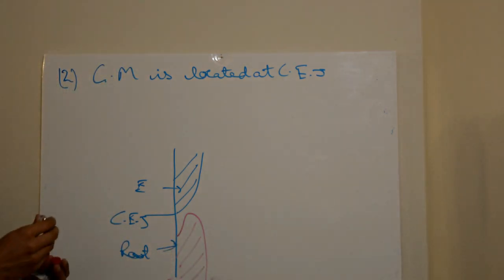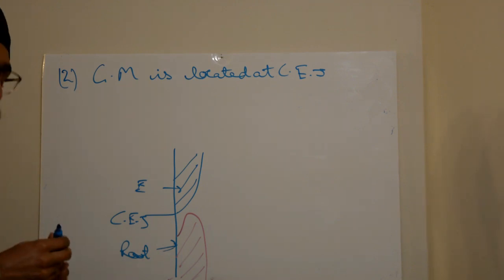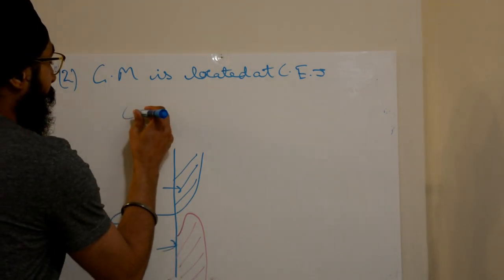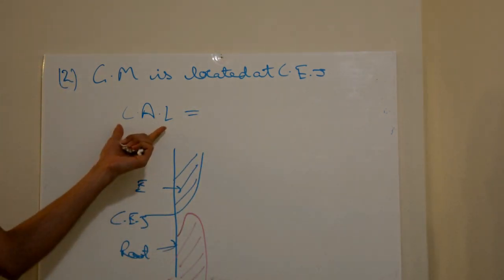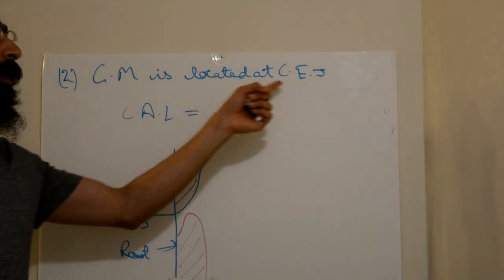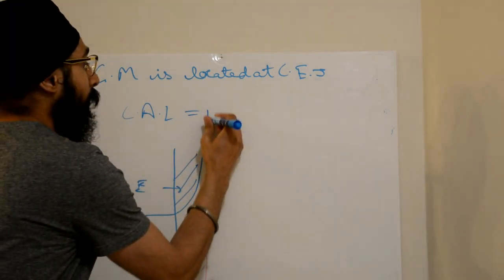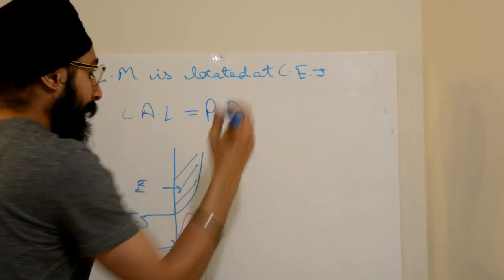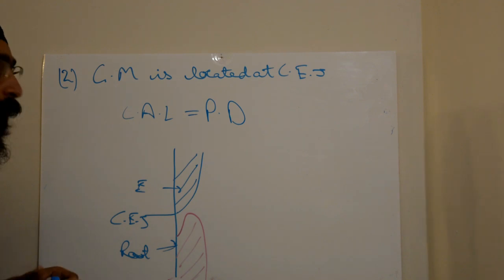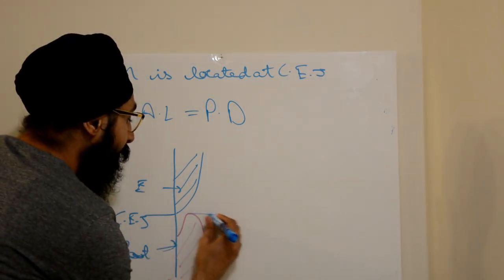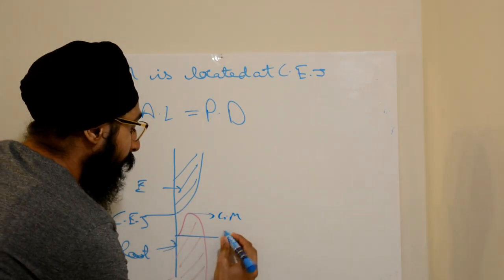Guys, now we need to understand how to determine clinical attachment loss. In this case, whenever the gingival margin is located at the CEJ, the clinical attachment loss will be equal to the probing depth. As we know, what is probing depth? It is the distance between the gingival margin to the base of the pocket.